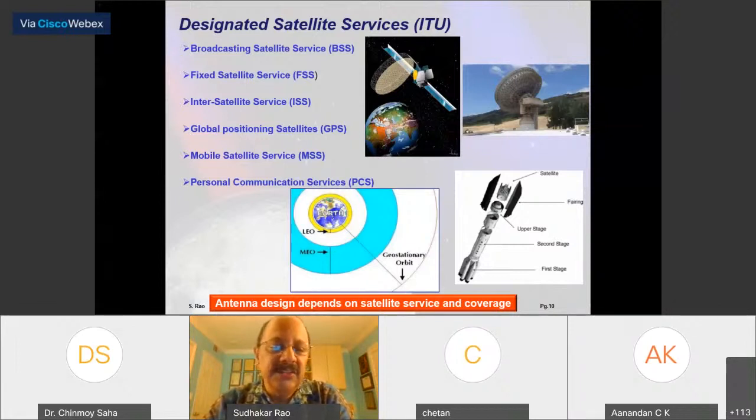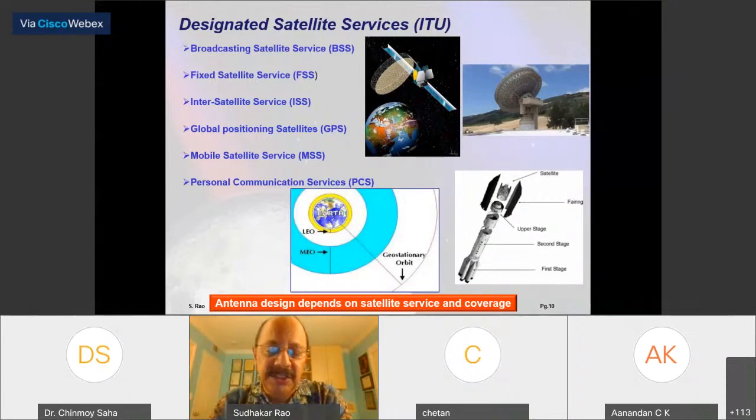We can't live without it. So GPS satellites are very important. They are typically at low frequency bands. Mostly it's L band, L1, L2, L5, but S-band is also used by some, like ISRO. Mobile satellite services, MSS, are important because they provide user to user communication on a mobile basis, like trucks and ships and boats, etc. Personal communication, PCS, I think is the latest development.